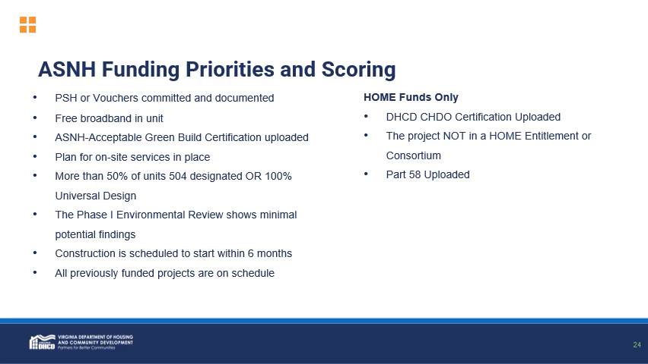We also look to see if you have a green build certification, if you have contracted on-site services. We look at if you increase your amount of 504 units, or if you use universal design concepts. We will also be looking at your phase 1 to see if there are any findings to gauge the site suitability. We're looking for a construction timeline scheduled to start within 6 months of funding, and that all previously funded projects are on schedule.